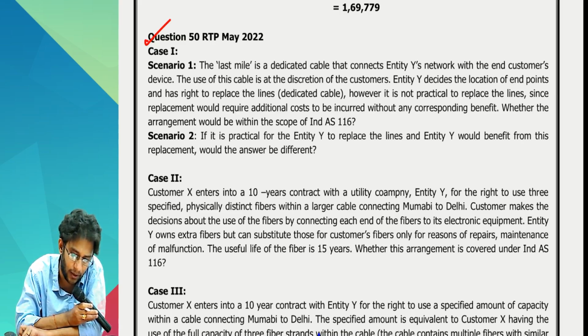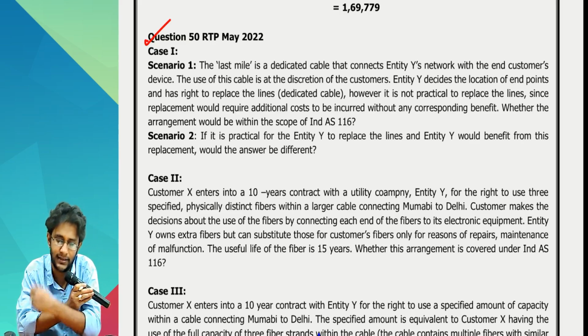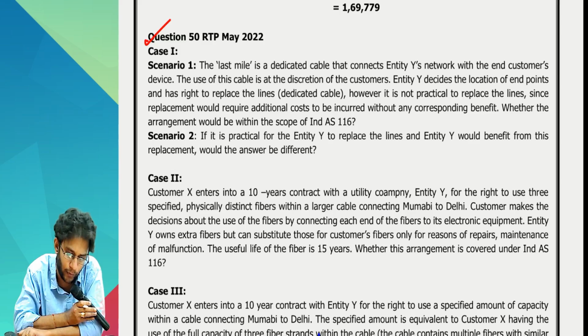So there is a cable which Y is supplying to the customer. The use of this cable is at the discretion of the customer. Entity Y decides the location of end points and has the right to replace the lines. However, it is not practical to replace the lines since replacement would require additional cost to be incurred without any corresponding benefit. Whether the arrangement would be within the scope of Ind AS 116.